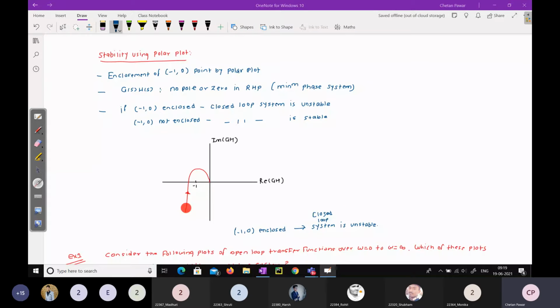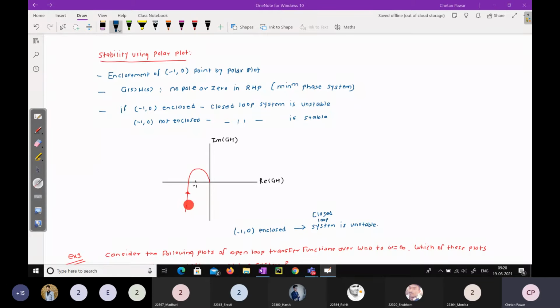Okay, now here you can see this polar plot. Now the -1 point is here. Now how to identify whether the closed loop system is stable or unstable? So if you start walking over this polar plot, if -1, 0 is on the right hand side of you, that will be called an enclosement. Okay, so this polar plot is enclosing this -1, 0 point. But if that -1, 0 point is on the left hand side of you, that is not enclosing.